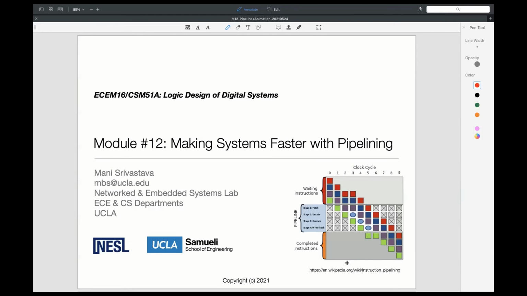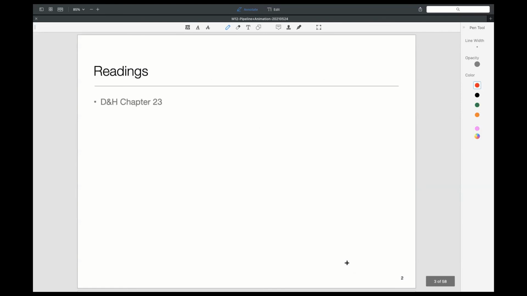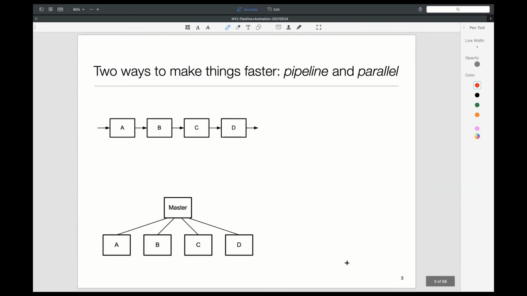There are very broadly two techniques you can use to solve this. One is to do things in parallel, and the other is to do things in a pipeline, like a car assembly line. We are going to examine the latter and how it helps us. If done right, it can help speed up the overall performance of your system. This is chapter 23 of the book, and it's one of the more advanced topics.